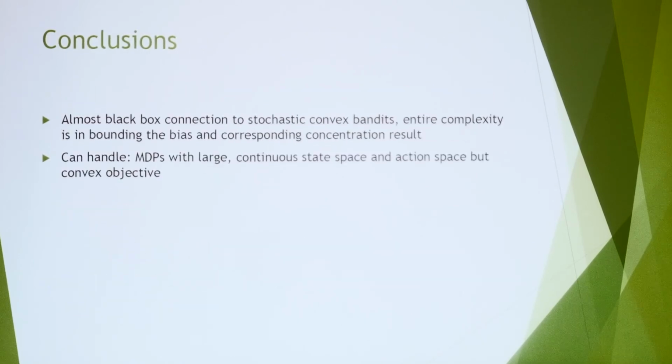And so we actually show an almost black box connection to stochastic convex bandits for this inventory problem. The entire complexity is in bounding the bias of the MDP and the corresponding concentration result. So for any problem actually with a large continuous state space and action space, if you know that you have a convex objective and you can show a bias bound and the corresponding concentration result, you can actually just apply this directly and get a better regret bound or an optimal regret bound in time, and in many cases improve on the other factors.